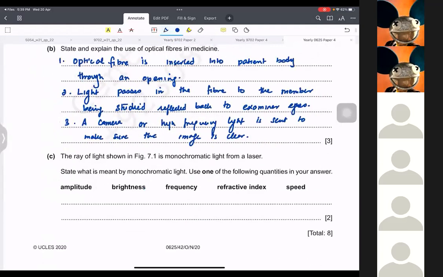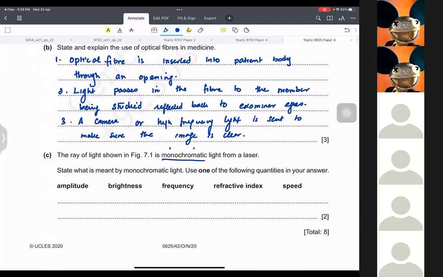Okay, then the ray of light shown is monochromatic. Monochromatic means single, chroma means wavelength, of light from a laser. State what is meant by monochromatic light, using one of the following quantities in your answer. Right. Wow. Clever, right?